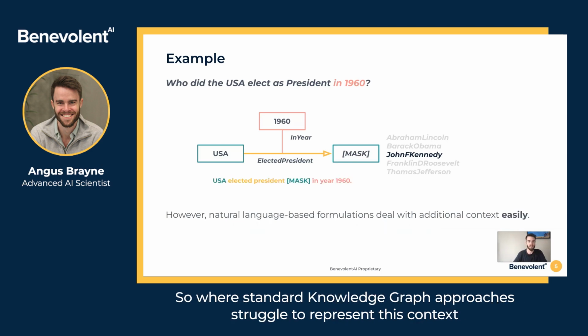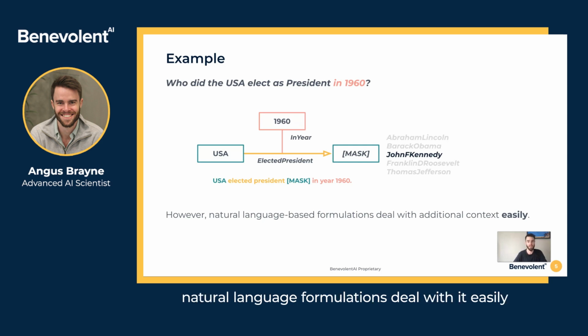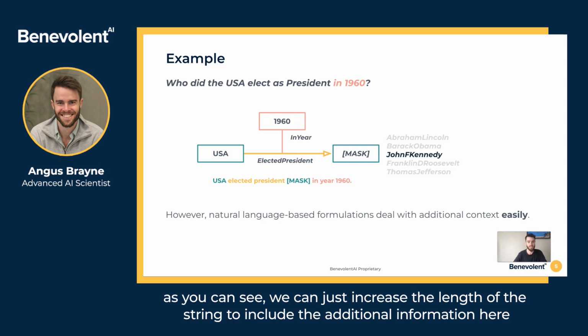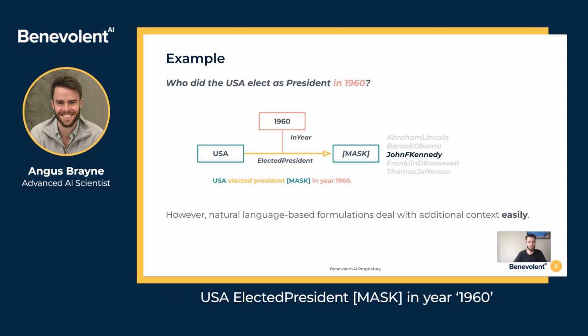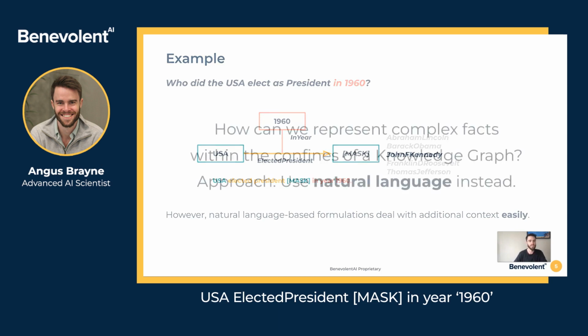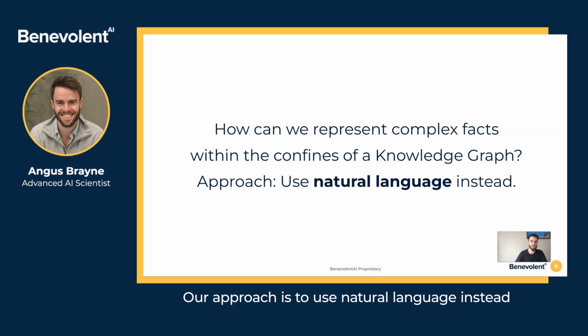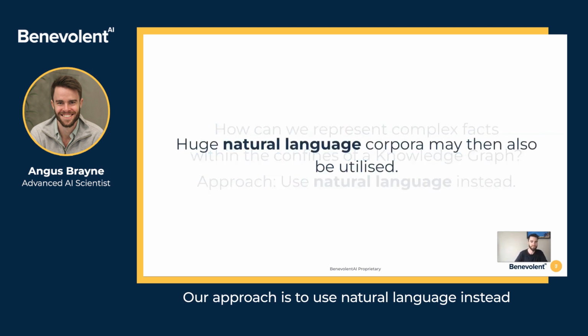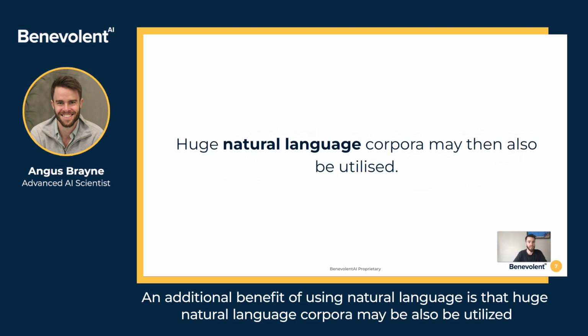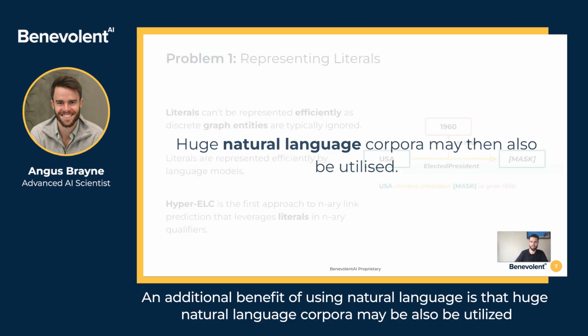So where standard knowledge graph approaches struggle to represent this context, natural language formulations deal with it easily. As you can see, we can just increase the length of the string to include the additional information here: USA elected president mask in year 1960. So to answer that original question, how can we represent complex facts within the confines of a knowledge graph? Our approach is to use natural language instead. An additional benefit of using natural language is that huge natural language corpora may also be utilized.